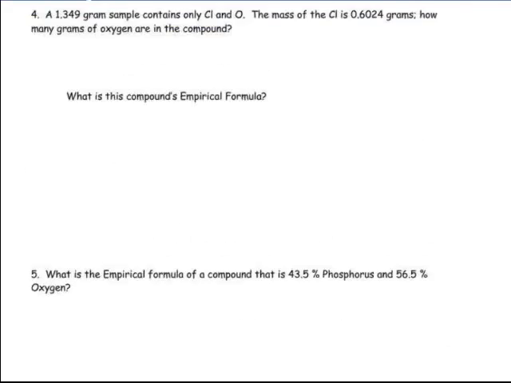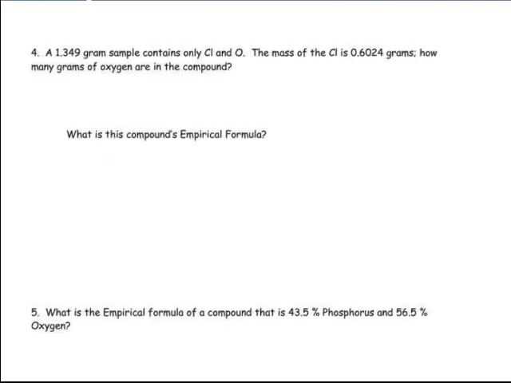So now we jump into our first empirical formula question. A 1.349 gram sample contains chlorine and oxygen. So 1.349 grams contains chlorine and oxygen. On the quiz, I worded this a little different. I said an oxide containing oxygen, or I'm sorry, chlorine. A similar way to do this, though.